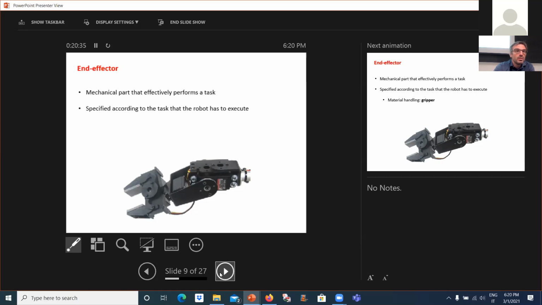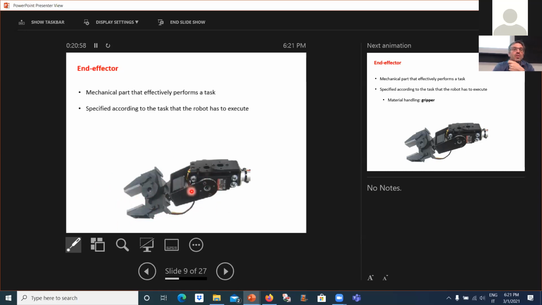If you want to drill something, you will have a driller attached to that. If you want to deburr, you will have a rotating part that removes the excess of material from the piece you're machining. And actually, because of this, you can replace this according to the application.